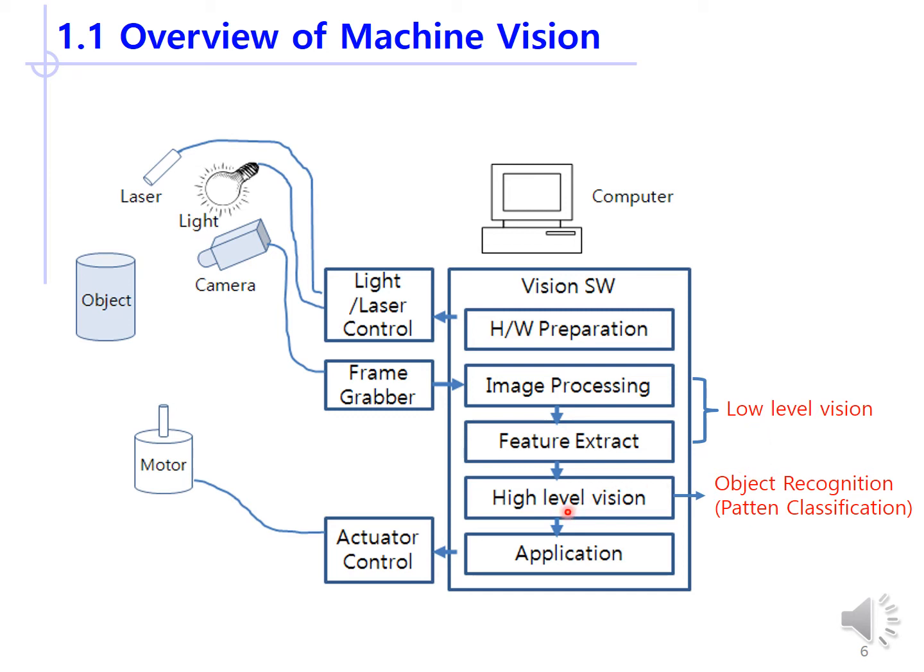For the mango example, the color was a feature. Image processing and feature extraction are called low-level vision, which usually manipulates pixels. In high-level vision, object recognition or pattern classification is involved. Here the pattern and the features have the same meaning.